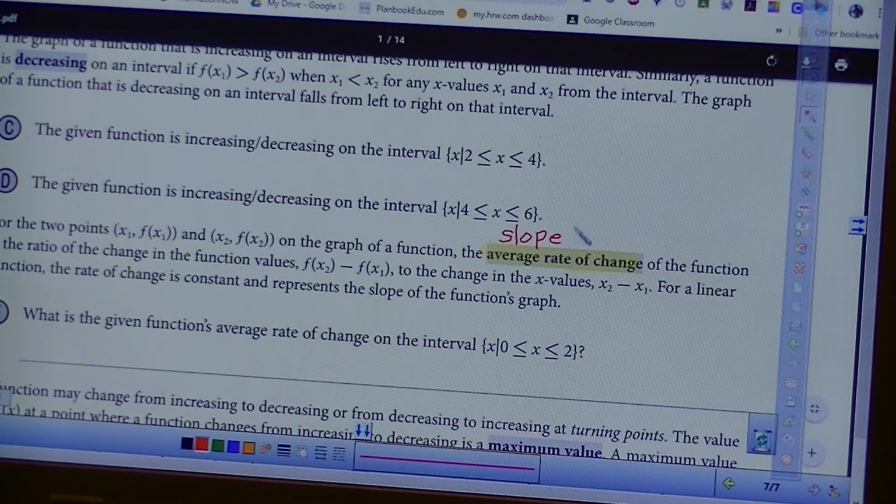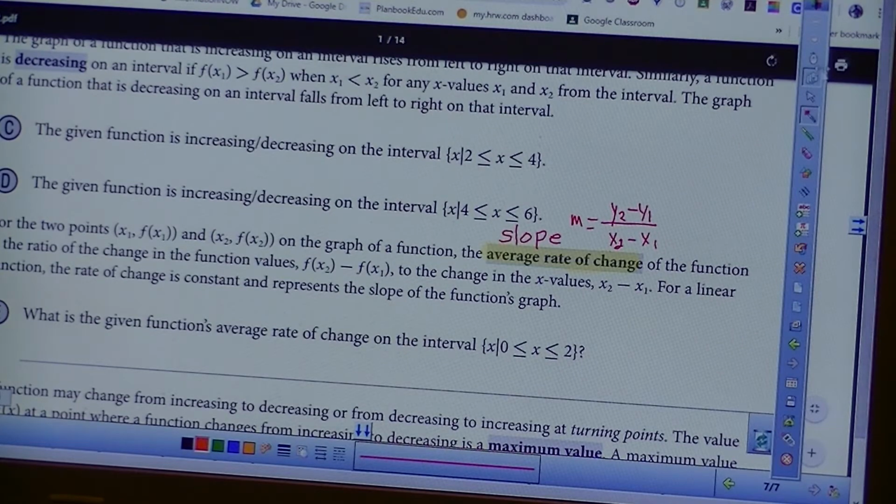So average rate of change, slope. And remember about slope, what do you need for slope? 2 points. No matter what they do, they're going to give you something where you can come up with 2 points. And then you can either do rise and run, or you can do y sub 2 minus y sub 1 over x sub 2 minus x sub 1, because that is slope. Okay? So average rate of change is simply just slope.